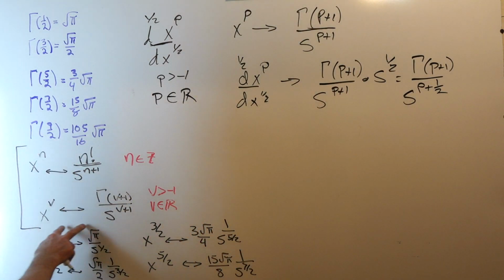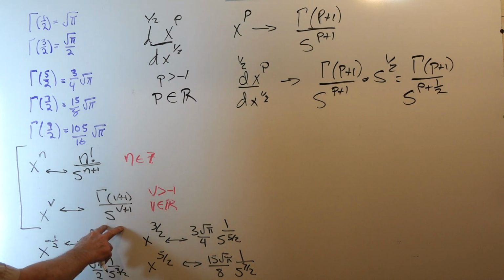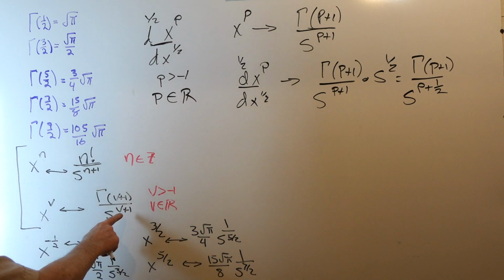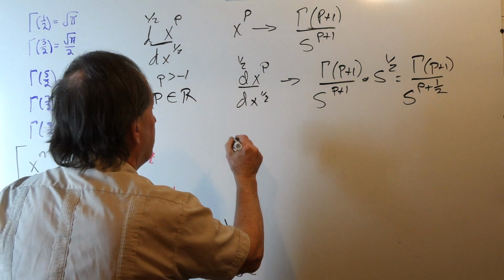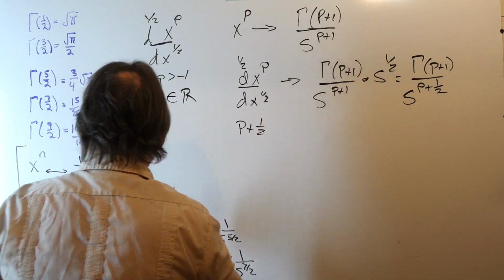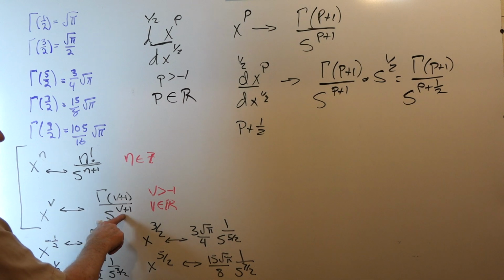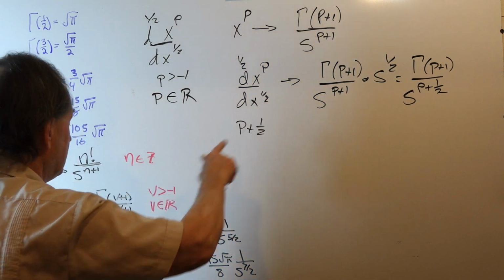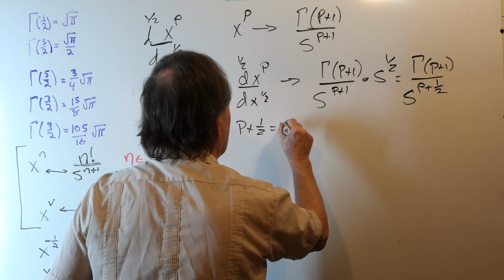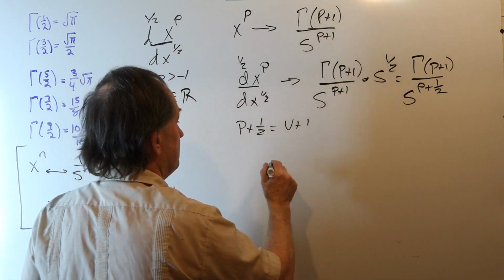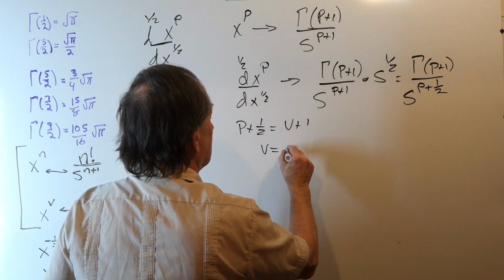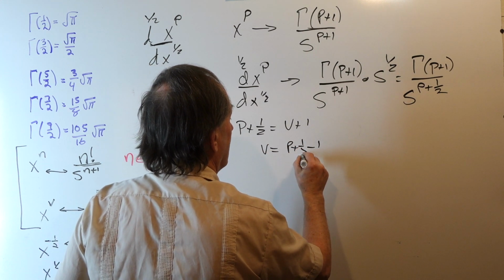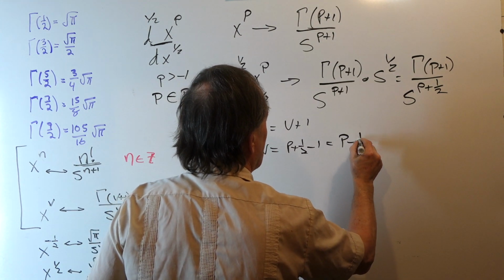Well, we can use this again. We see that in this case, what we're going to do, our v becomes p minus 1/2. See, what we have is p plus 1/2, and we want to make use of this transform pair, so we have to equate p plus 1/2 to v plus 1. So this will tell us what our v needs to be. V then will equal p plus 1/2 minus 1, or p minus 1/2.